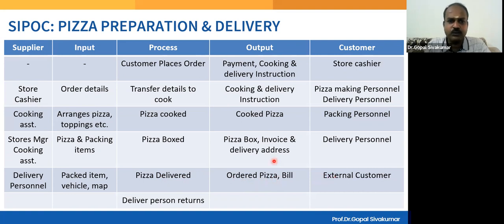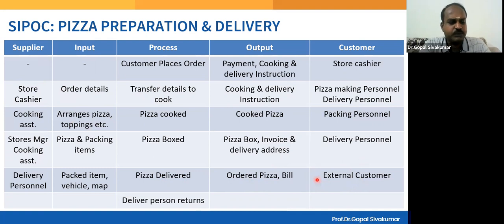I think you now clearly understand why we are visualizing the suppliers, the input that goes into the process, the output that comes out of the process, and the output that is being received by the customer at every stage, and ultimately the end user's requirement is taken care of.